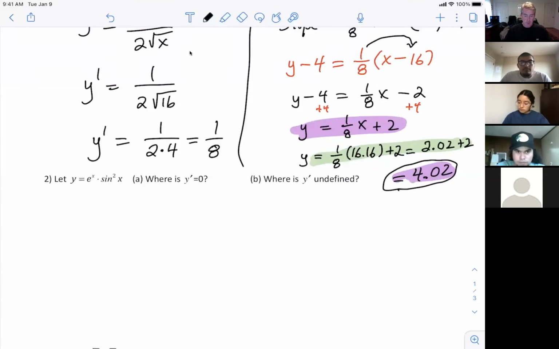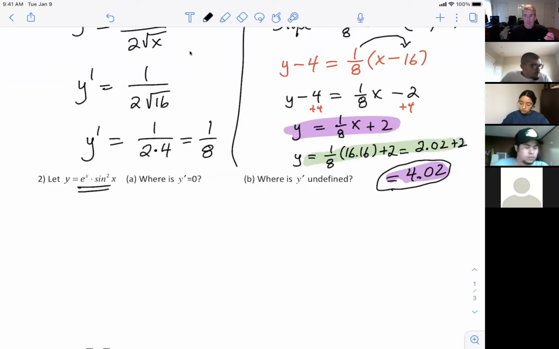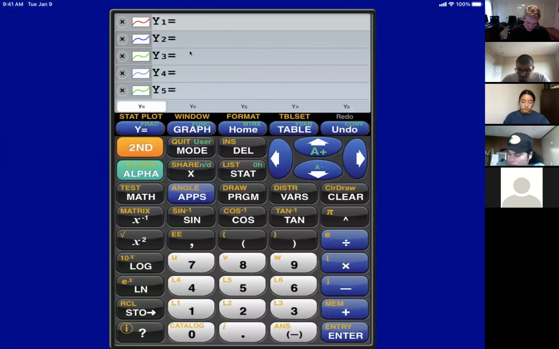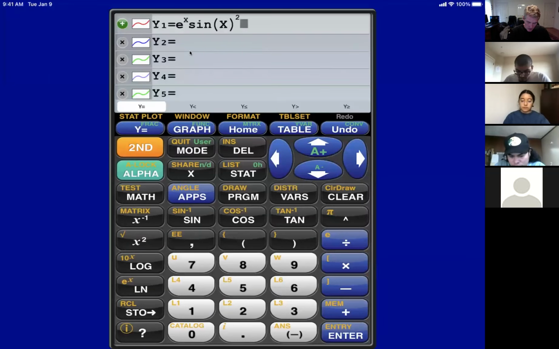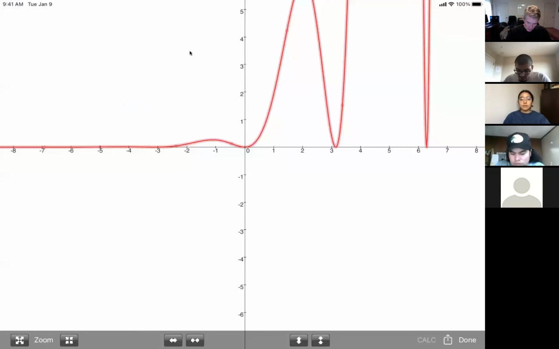Next, where is the derivative equal to 0? Well, before taking the derivative, I'm going to graph it. I end up doing the calculus and also graphing the function all the time. Most of the time I do the calculus first and then graph it, but sometimes I want to do the graphing first. So it's e to the x times sine squared, and that means they should be in radians, yes. And then take a look at the graph.